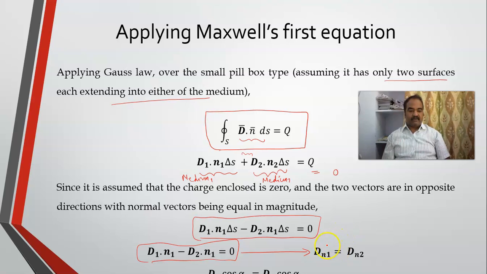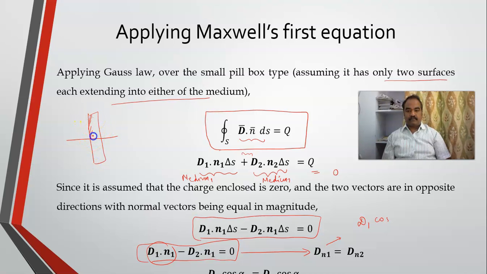So what is actually Dn1? D1 dot n1 is nothing but Dn1. So I can write it as D1 normal component, right? We have already seen this one. This is from another video, right? This was alpha 1 and this was alpha 2, right? So this is E1, this is D1 and this is D2. So I want this component.